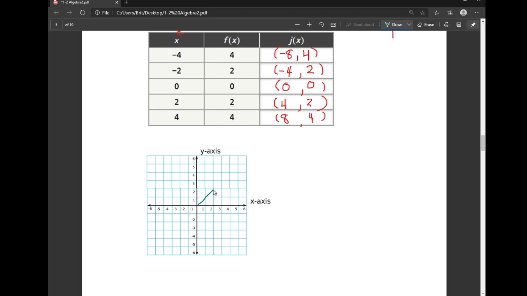So here is my same parent function we've been dealing with. And then now we have a saucy pen, it's acting up. So now I'm going out to -8 and up to that 4. I'm going out to that -4, going up to my 2, 0, 0. I'm going to go back out to 4, go to 2, and then I have an 8. Sorry for the small graph. But here's my new V.